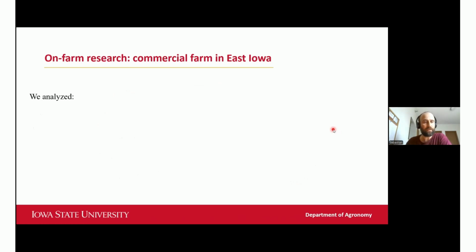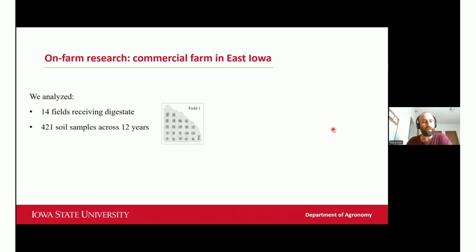So in this case, we analyzed 14 fields receiving digestate, more than 400 soil samples across 12 years, and we have information about the digestate chemical composition and about the management of the fields.